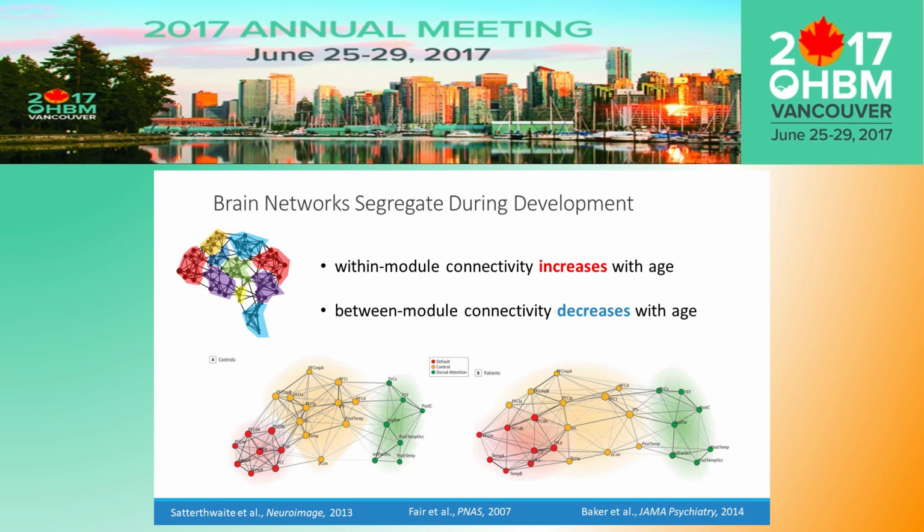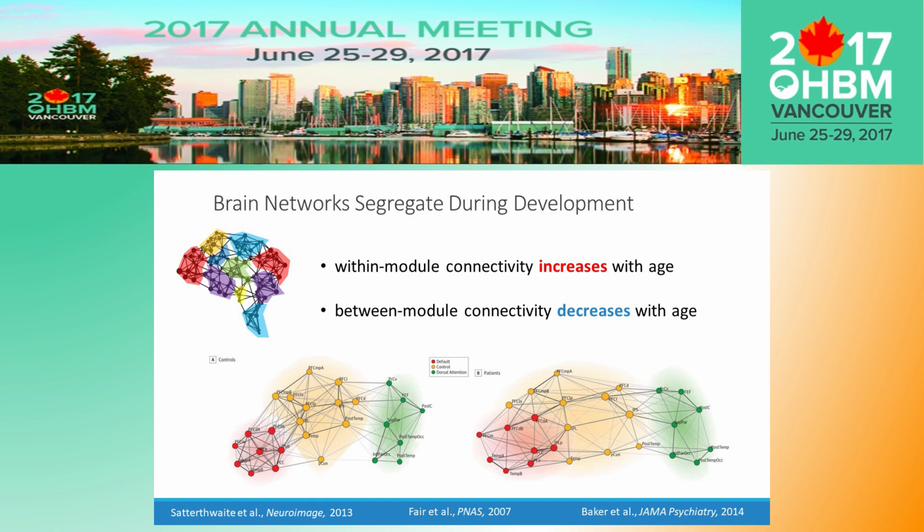Indeed, in the past 10 years or so, network neuroscience has really shown us that network modules go through very dramatic changes during development. Now, what are network modules? These are basically very highly connected brain regions. The specific pattern that network neuroscientists have found is that connectivity within these modules tends to increase with age, and network connectivity between two different modules tends to decrease with age.